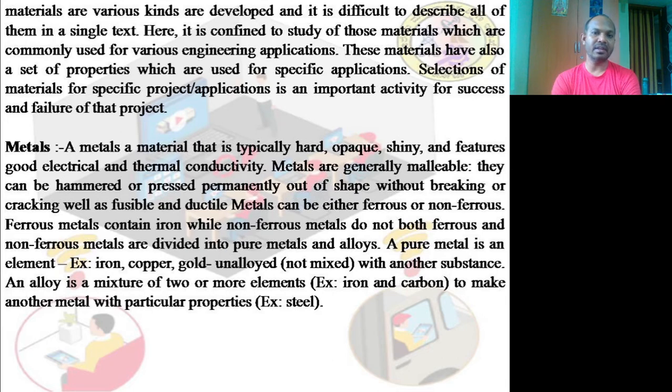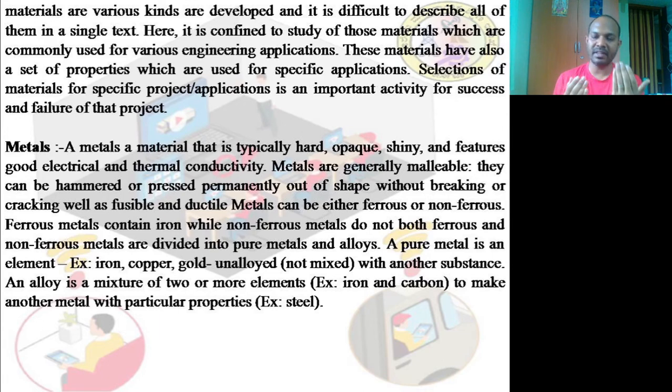A metal is a material that is typically hard, opaque, shiny, and features good electrical and thermal conductivity. That is what we call a metal. These metals are generally malleable. They can be hammered and pressed permanently out of shape without breaking or cracking, as well as being fusible and ductile. Materials can be either ferrous or non-ferrous metals.